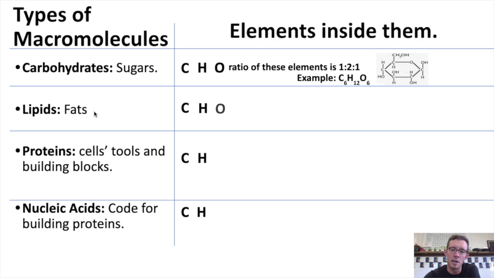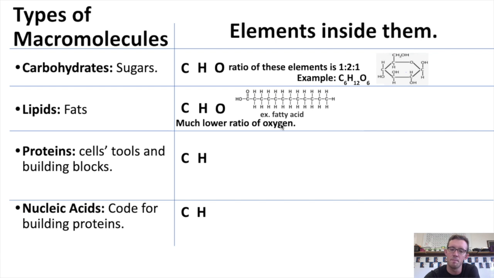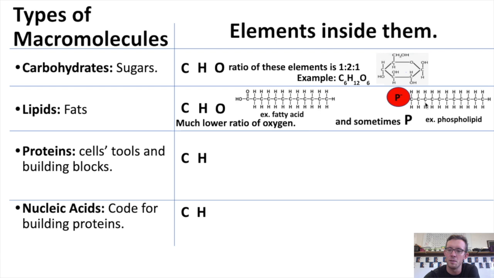Lipids, meanwhile, or fats, also have carbon, hydrogen, and oxygen, but they have a much lower ratio of oxygen. So we'll show you a picture of a common type of lipid called a fatty acid. And you can see it has much less oxygen compared to carbon and hydrogen than the carbohydrate. And then also worth noting is that lipids can also have phosphorus in them. And this is particularly useful in the phospholipids that form the membranes around cells.